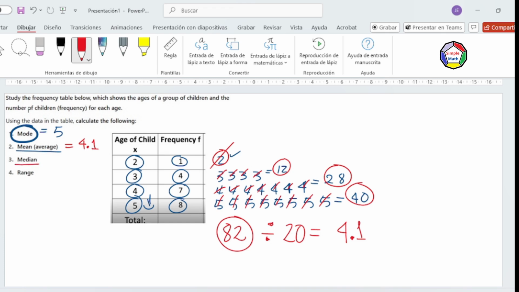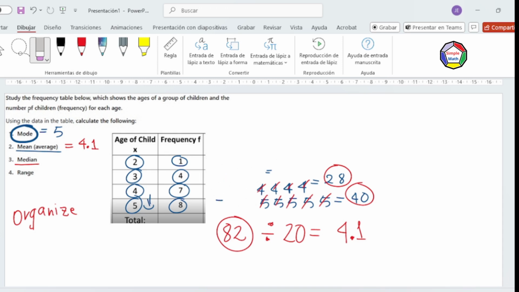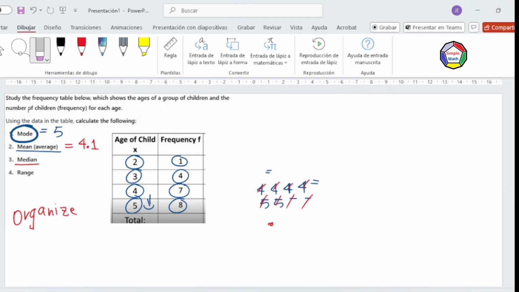To calculate the median, we need to organize all the numbers. I'm going to explain how to do it. First, I'm going to erase everything here, because I need the space to calculate the median. I'm going to teach you how to do it. This is very, very easy. Okay, let's pay attention.